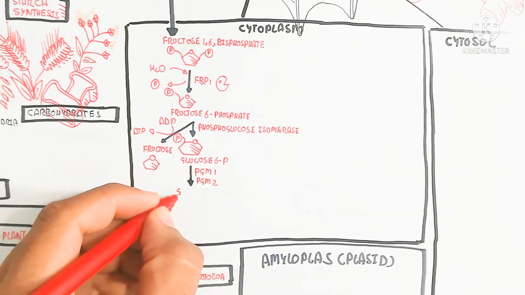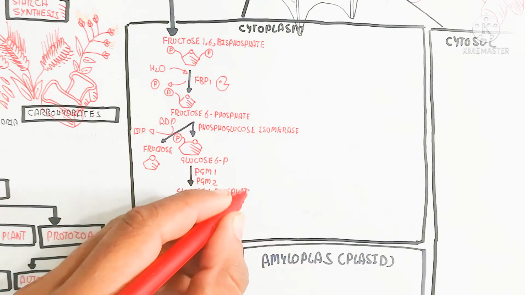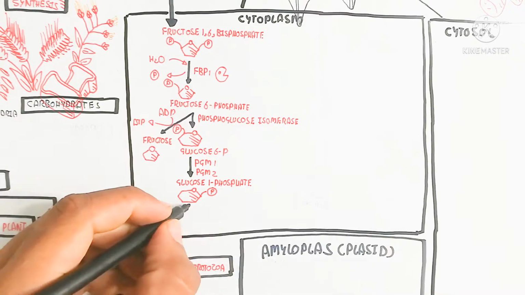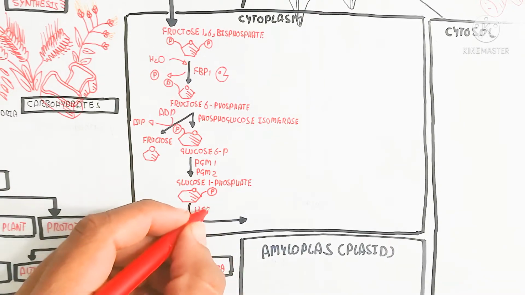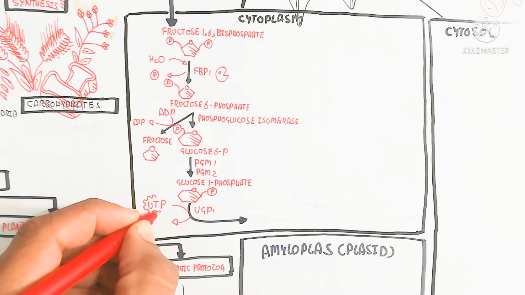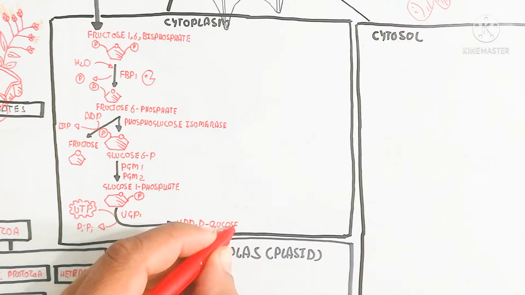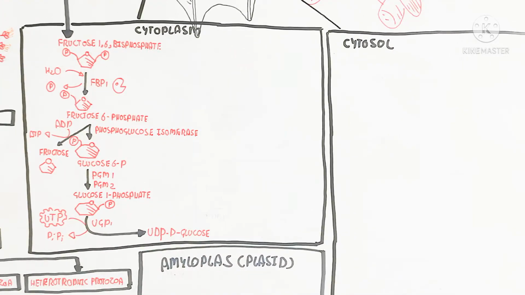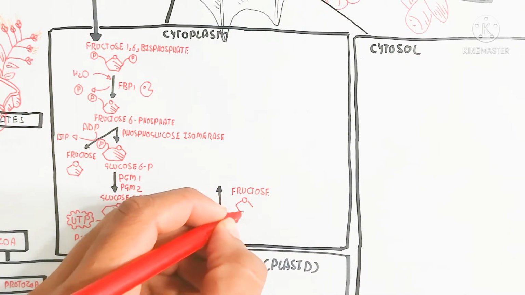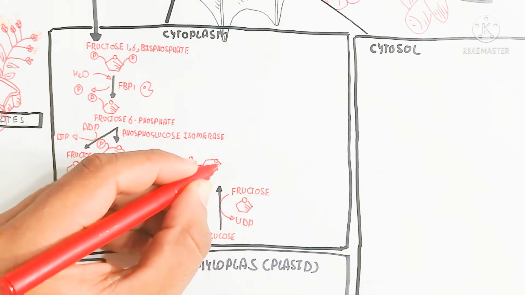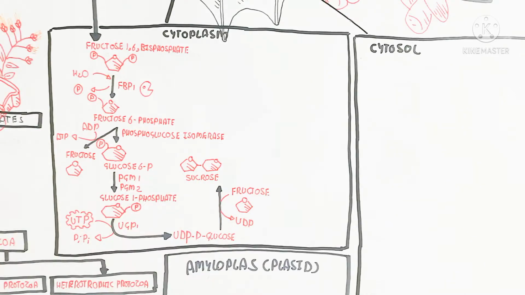Glucose 1-phosphate is formed by the phosphoglucomutase enzyme. After that, UTP is used, releasing pyrophosphate, and UDP-glucose is formed. It means uridine diphosphate, where two phosphate groups are present.